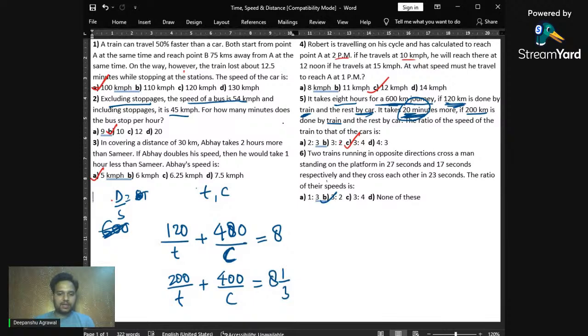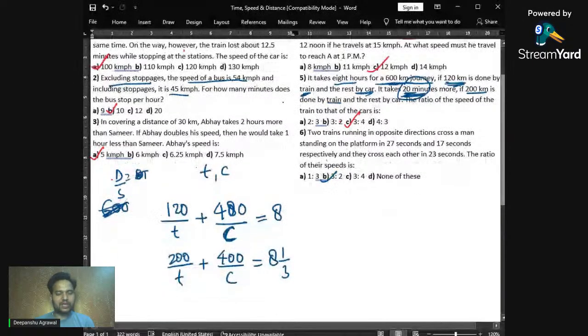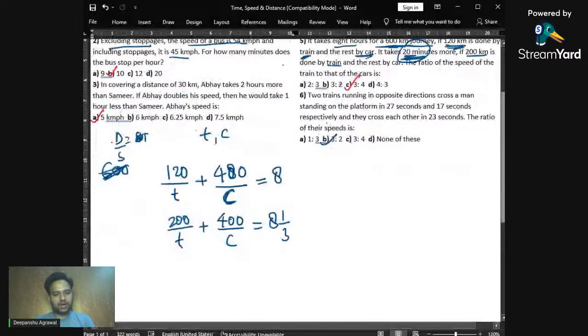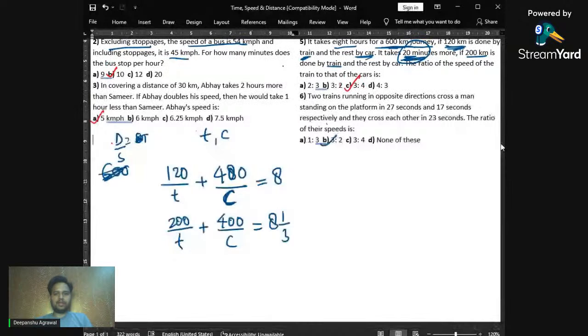Now you have to solve this and calculate the answer. This is what you have to do. So now how can you do this? If we just wanted the ratio of the speeds of the train to the car... No, we will have to solve the equations. We don't have the option to divide it and take it in the ratio. So if we don't have any choice, we have to solve the equations only.